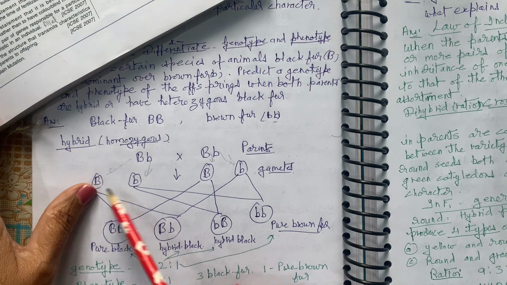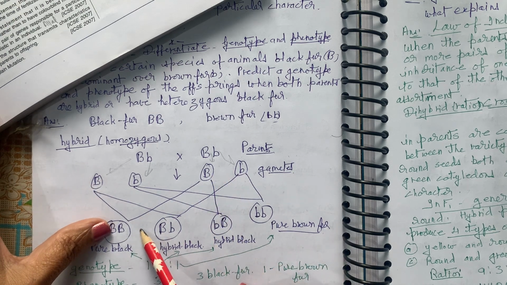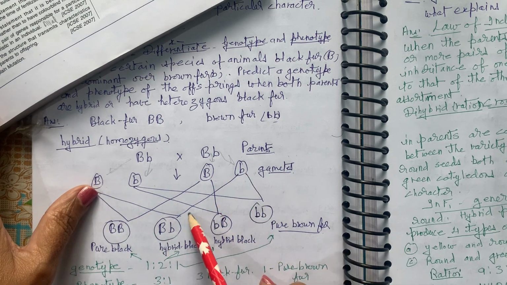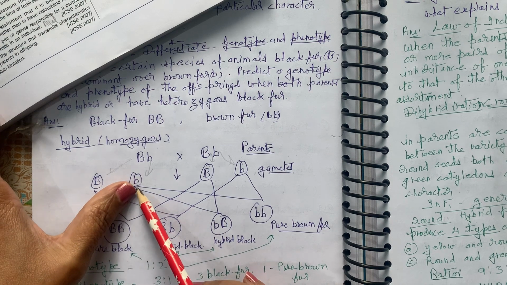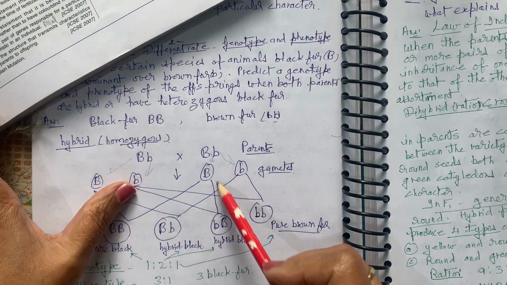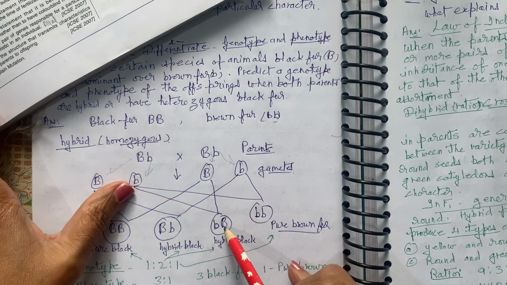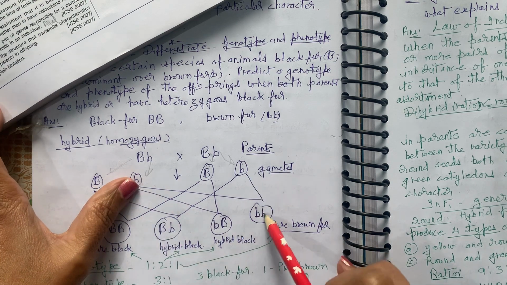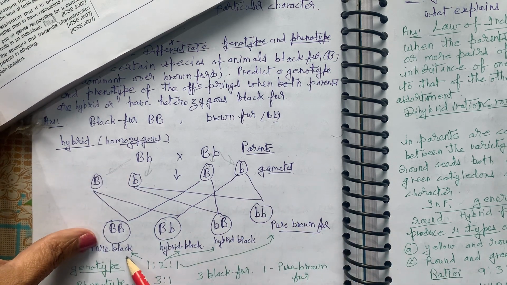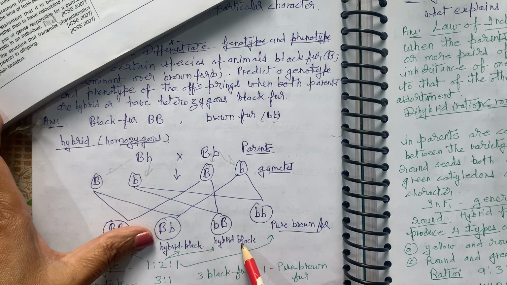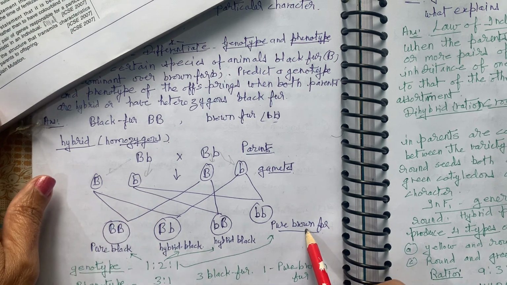Now either this will cross with this and form capital B capital B, or this is crossed with this, capital B small b. Small b is crossed with capital B, or this one is small b small b. So here it is pure black, hybrid black, hybrid black, and pure brown fur.